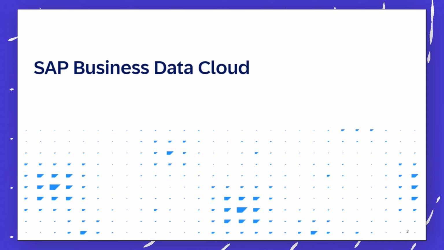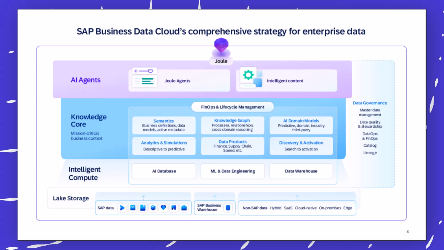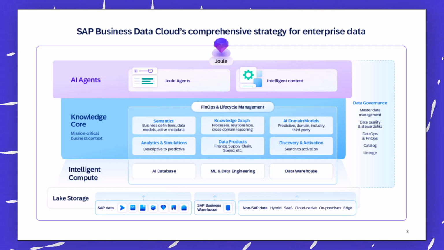Now let's see what the BDC strategy for enterprise data is. As you see in the diagram, it has four layers: one is lake storage, second is intelligent compute, third is knowledge core, and the AI agents. Now coming to the lake storage, BDC Lakehouse unifies both SAP as well as non-SAP data. If a customer is already using a BW system, they can also integrate traditional BW systems as well.